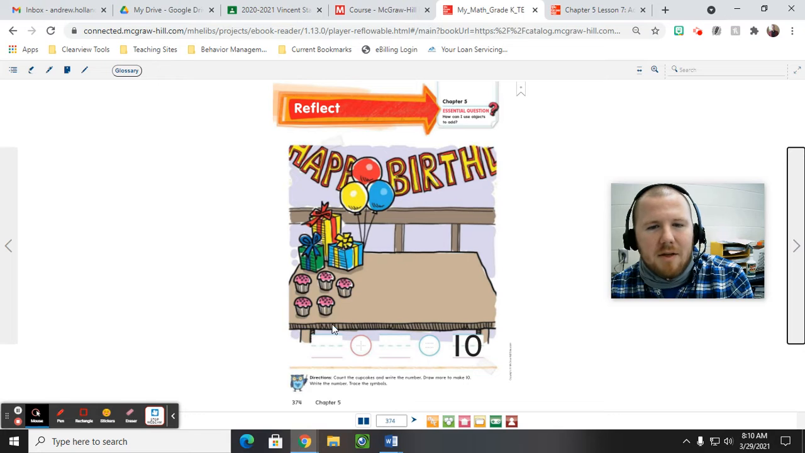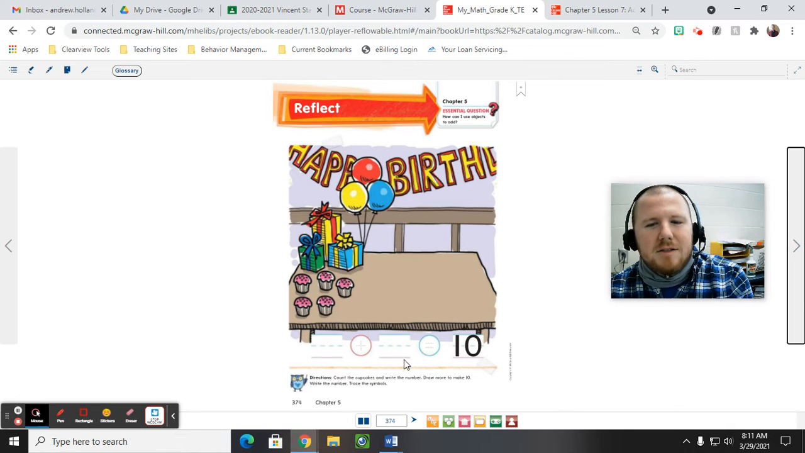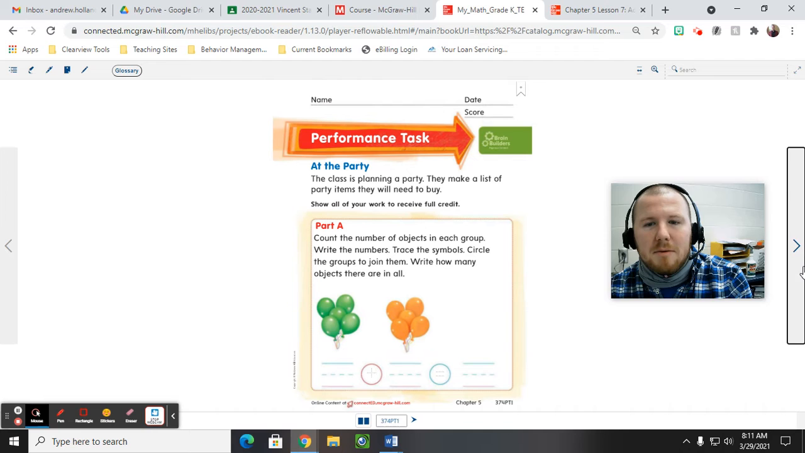You can count these cupcakes and then draw how many more to make 10. So from this, it's like 5, 6, 7, 8, 9, 10. Now, I didn't draw them on there because I want you to do that, but that's how you would figure out how many more to make 10. You have 5, and then you count up from 5. So you have 5, 6, 7, 8, 9, 10. Oops, I just kind of gave it away. But anyway, so that's how we work on these problems, okay?